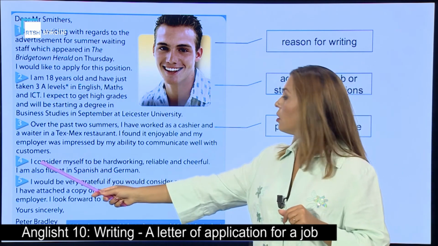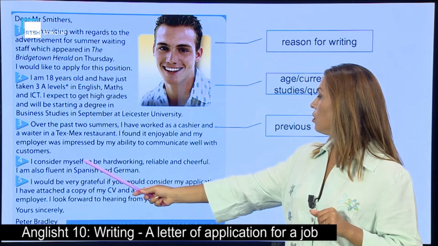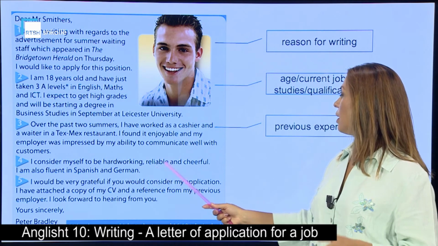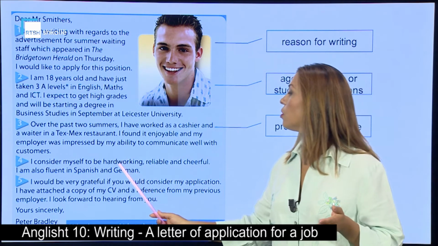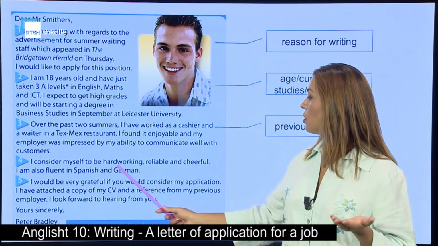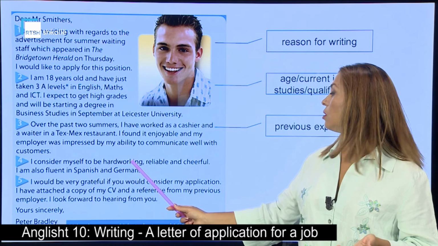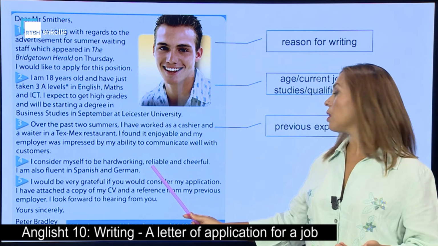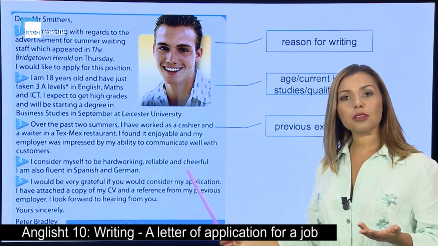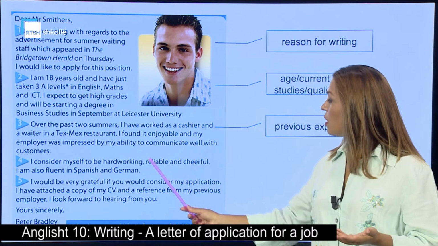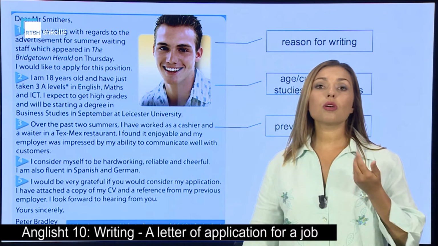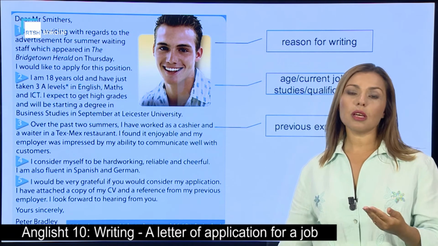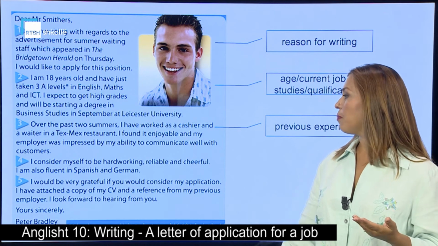Paragraph 4. I consider myself to be hardworking, reliable, and cheerful. So, this person, Peter, works hard. People trust him, they believe in him, and he is a happy person, he is cheerful. These are the adjectives that were required in the advertisement, and for this reason he includes them and justifies them.